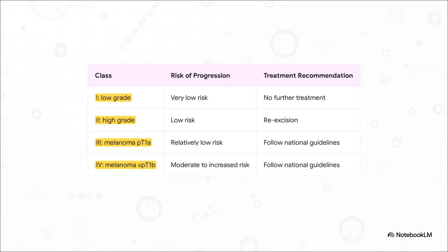So let's look at how it works. Class I is for benign, very low-risk lesions. Basically, no further treatment needed. Class II includes our melanocytomas and other low-risk lesions where a re-excision is recommended just to be safe. And then classes 3 and 4 are reserved for melanomas, which are then managed according to established national guidelines. It's a really pragmatic, action-oriented system.